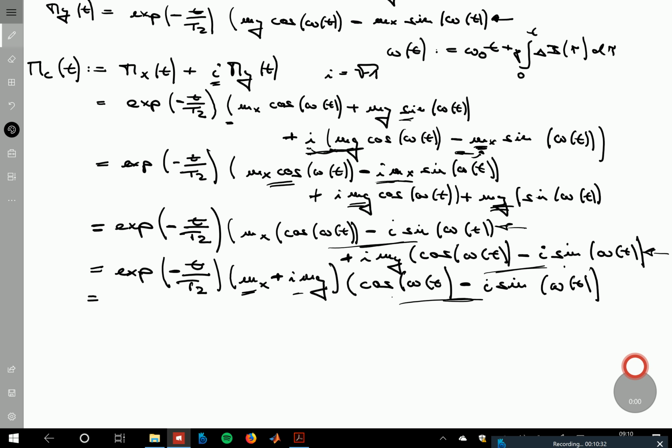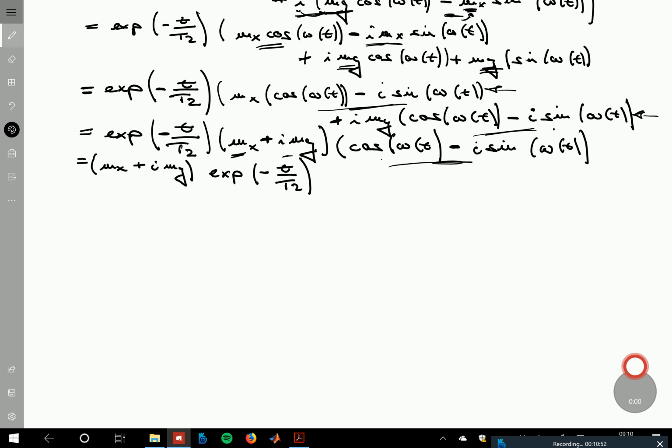Then of course we can change the order of things if we want. So we can put this up front. We have our exponential second, and then of course our cos omega t minus I sine omega t. What we have here is now something that looks like this if you write it even simpler.